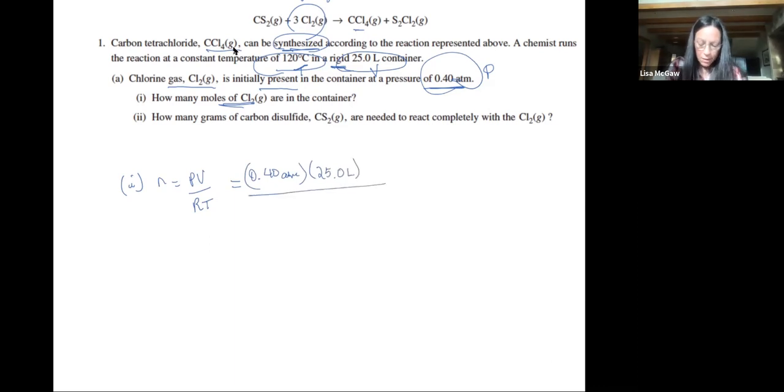Let's talk about that R value in just a second. But one thing we know we're going to have to do somewhere else on our page is change the temperature from Celsius to Kelvin. So we're going to add 273, and that will give me 393 K.